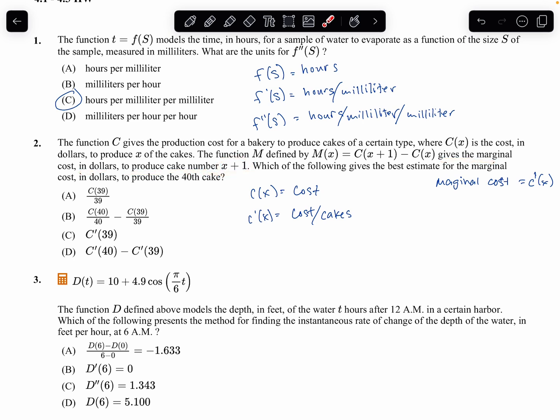Which of the following best gives the estimate for the marginal cost in dollars to produce the 40th cake? To produce the 40th cake. The best estimate for the marginal cost in dollars to produce the 40th cake.